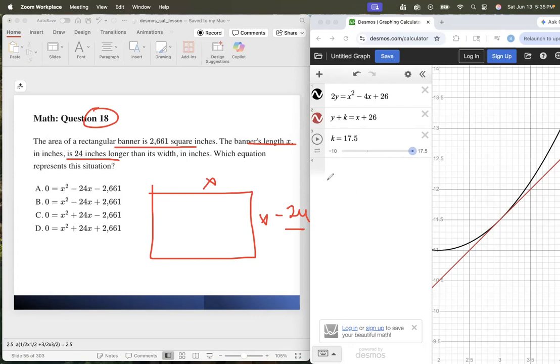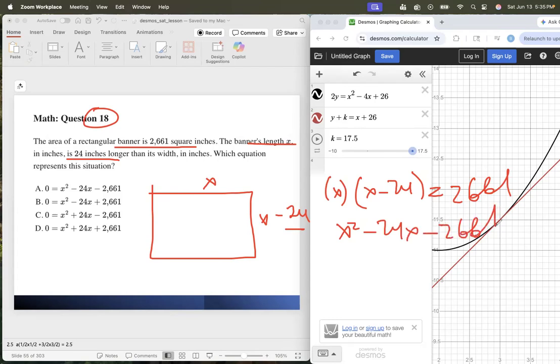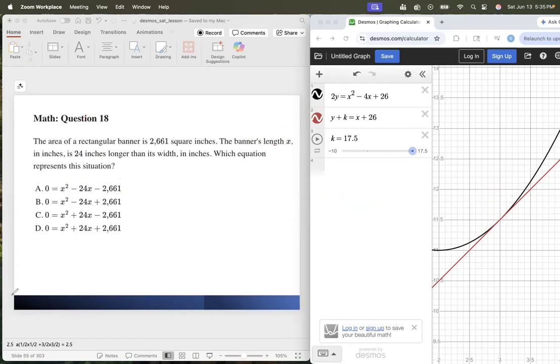Which equation represents that? Therefore, x times x minus 24 should be equal to the 2661. And so this will be x squared minus 24x minus 2661 is your right answer. And this is right. If you do it the other way, you're going to go wrong. Watch it. They've given you the length, so use the length. You can't pick another length.